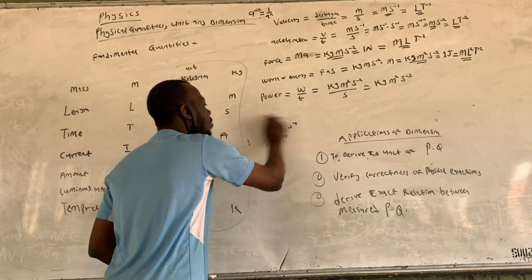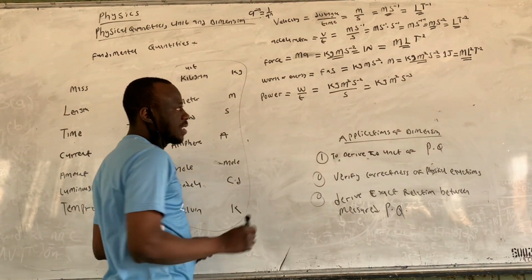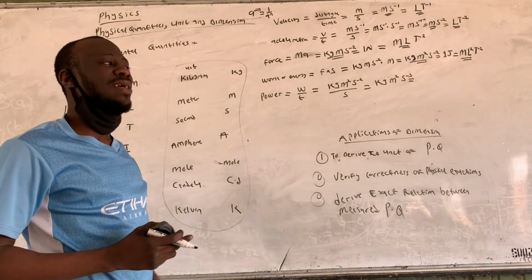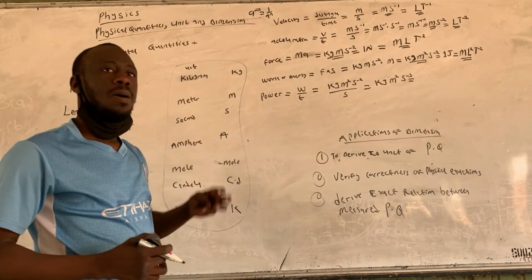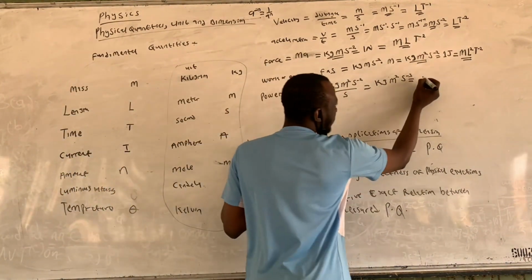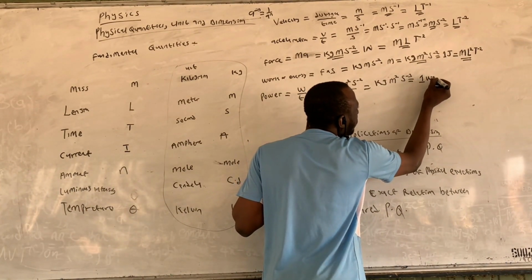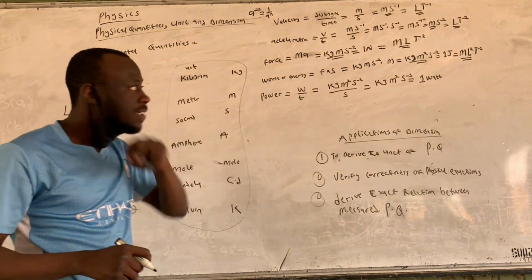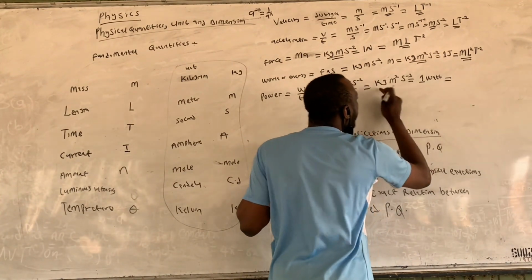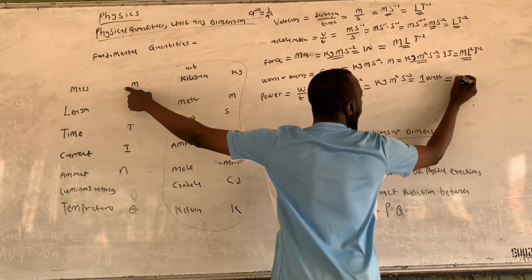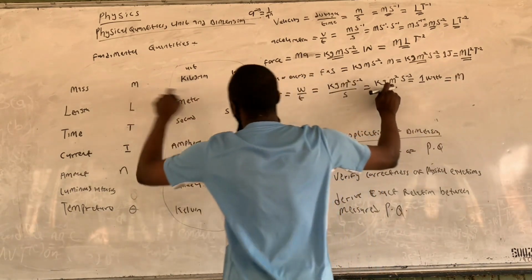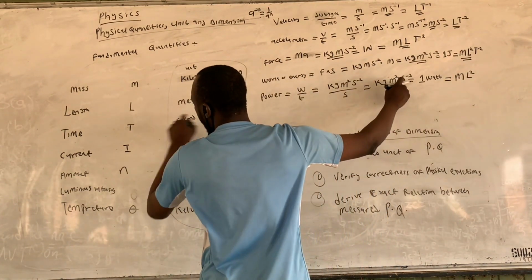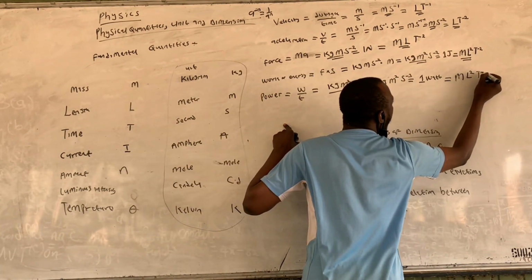So now remember that, just like force and work, power also has its own unit, measured in watts. 1 watt is equivalent to this. You see? So now the dimension here will be kilogram, capital M, meter, capital L squared, and capital T to the power of minus 3.